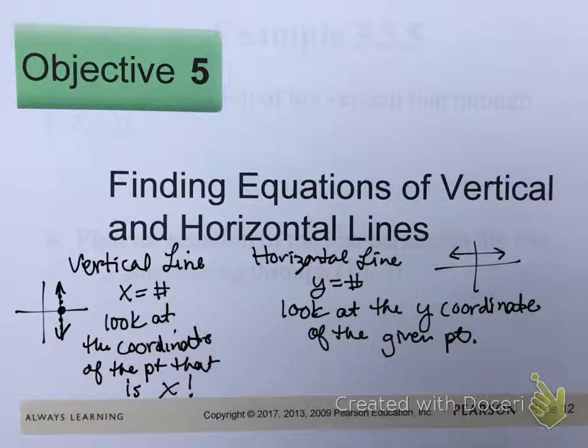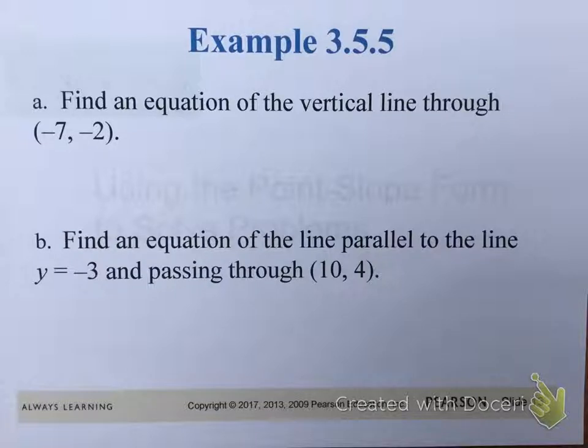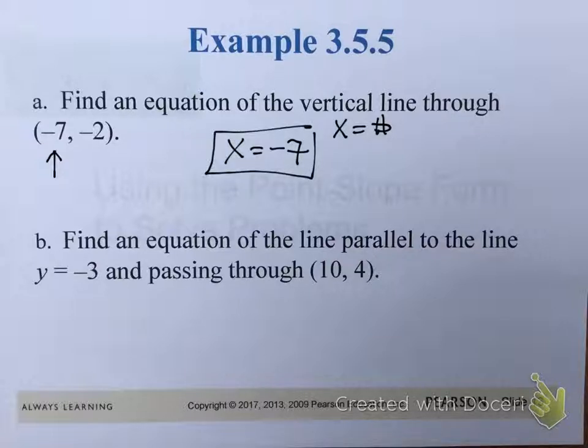Okay, so let's see how this all works out. Find an equation of the vertical line through -7, -2. If it's a vertical line, remember, it's x equals a number. So I look at my x value and I put x equals -7, and I'm done. For part B, it says find an equation of a line parallel to the line y equals -3 and passing through point 10, 4. If it's parallel, remember that parallel lines share the same slope. So the million-dollar question is, what's the slope? The slope for this line is basically a horizontal line, so slope 0.